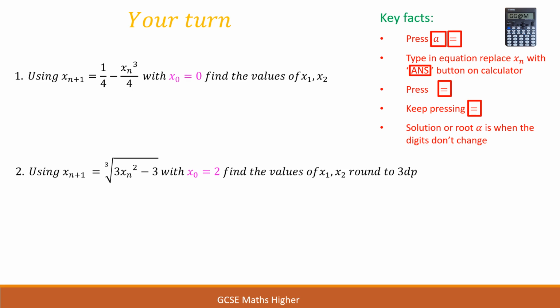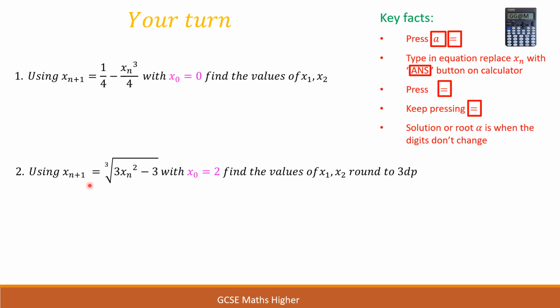Now it's your turn to have a go at doing the two examples that you can see here with xn plus 1 is equal to a quarter minus xn cubed over 4. Again, this is the same equation that you made initially when you rearranged it, turned it into an iterative equation. The starting value here is x naught equals 0, and you've got to find the values of x1 and x2.